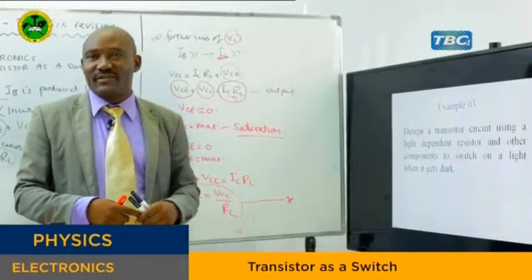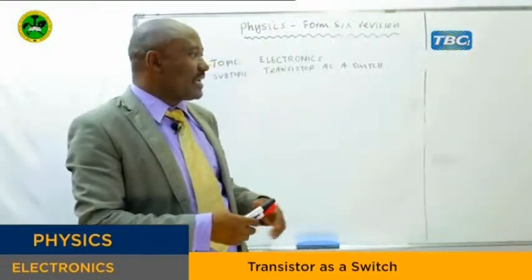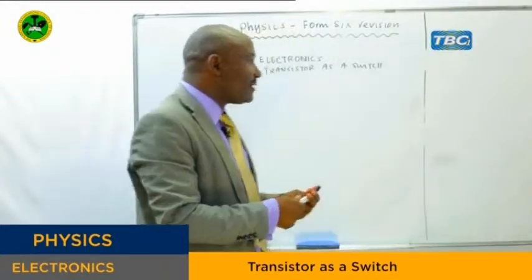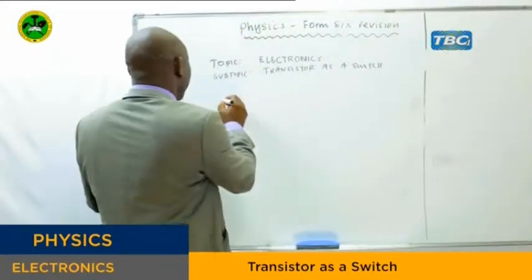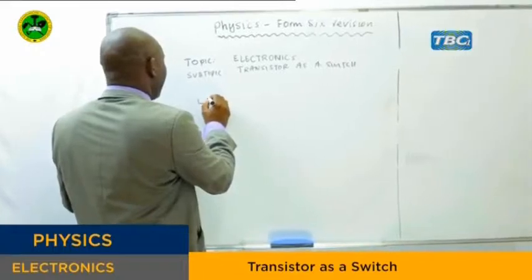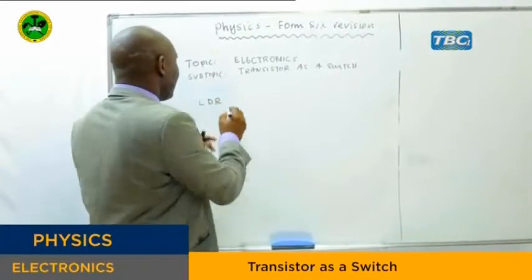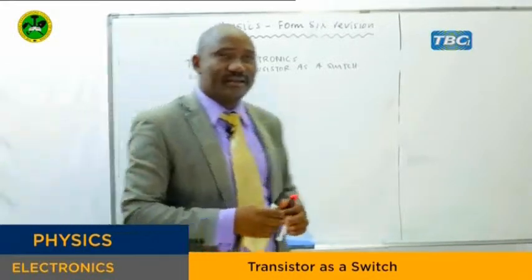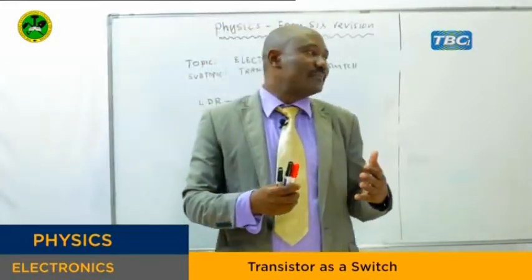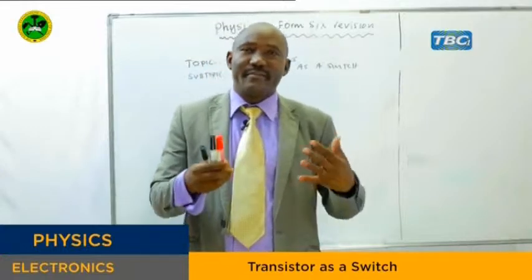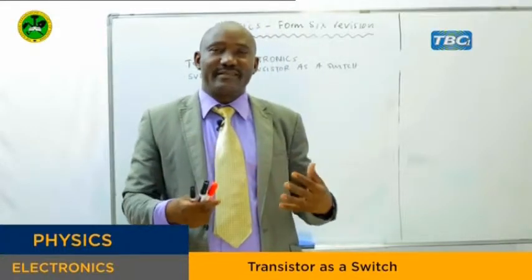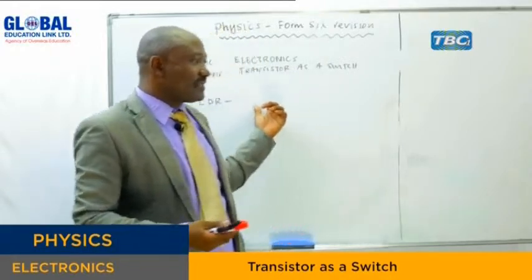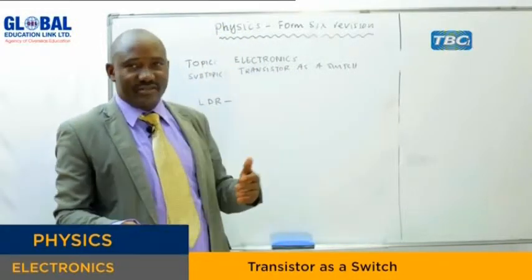This is an automatic switch, as I said. Now, to start solving this question, first you should know what we mean by a light-dependent resistor, LDR. This is the type of resistor whose resistance depends on the amount of light intensity falling on it. The light intensity falling on this resistor will make the resistance change.